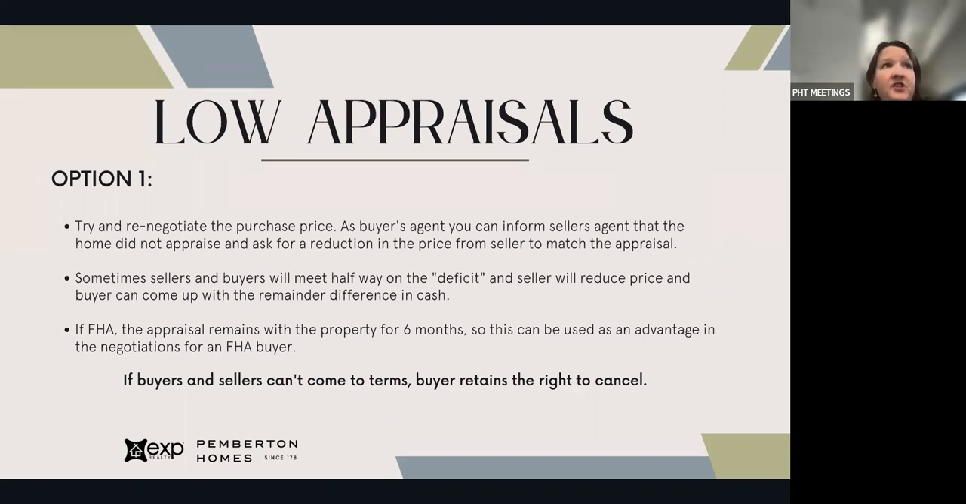I had a buyer who was using Rocket against my advice, and their appraisal came in low. I advised them to try using a different lender. And so they ordered a new appraisal with the new lender and it came in over. So it really depends on who you're using as well.